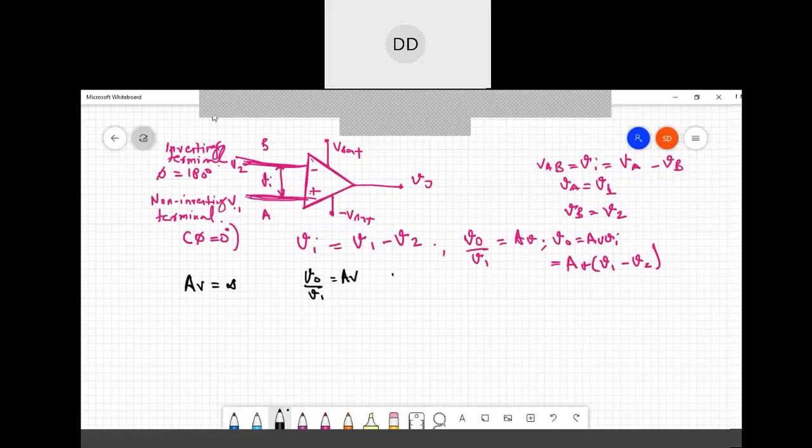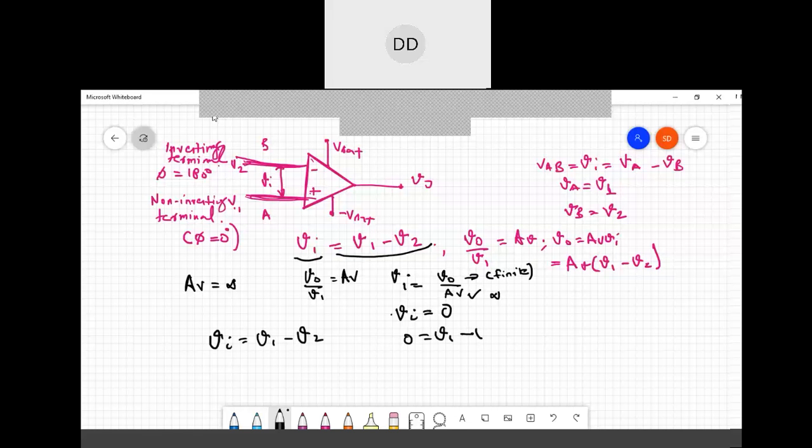Now, can't we write Vi is equal to V naught by AB? Yes, we can. Now, if AB is infinite and V naught is finite, there is some value there. In that scenario, what will Vi be equal to? Vi would be equal to 0. Vi is essentially V1 minus V2, so 0 is equal to V1 minus V2. In that scenario, we can write V1 is equal to V2.